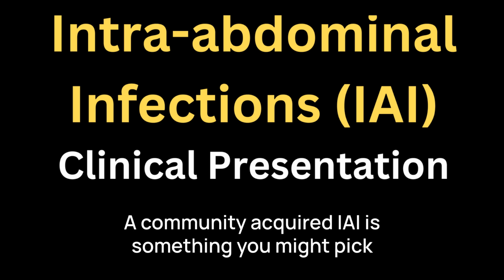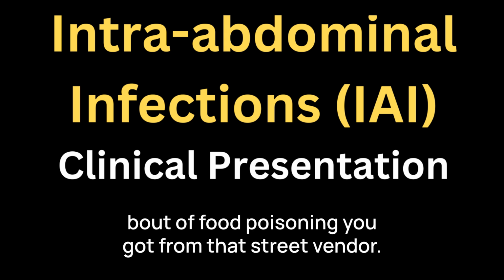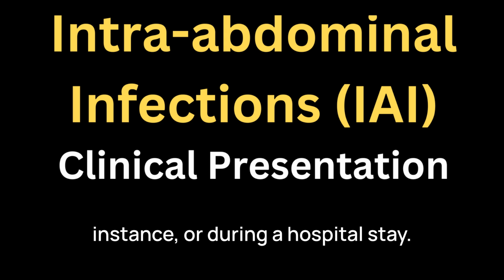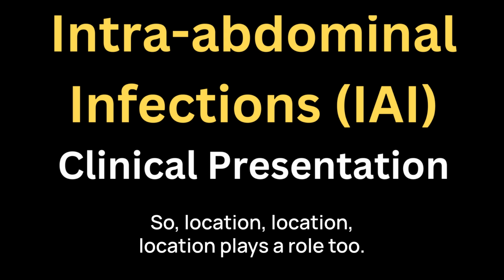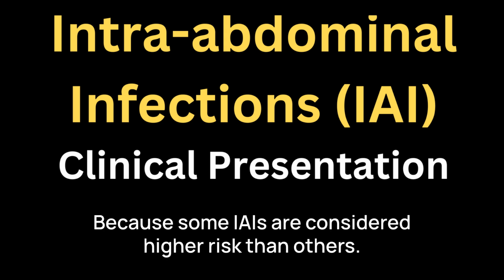A community-acquired IAI is something you might pick up from contaminated food or water, like that nasty bout of food poisoning you got from that street vendor. But a healthcare-associated IAI could develop after surgery, for instance, or during a hospital stay. So location plays a role too. And this is where it gets even more interesting, right? Yeah. Because some IAIs are considered higher risk than others.